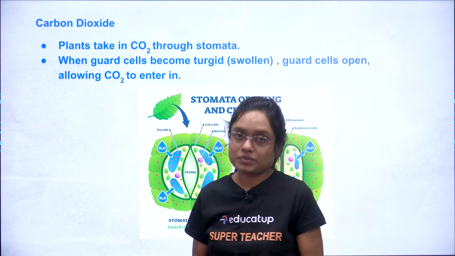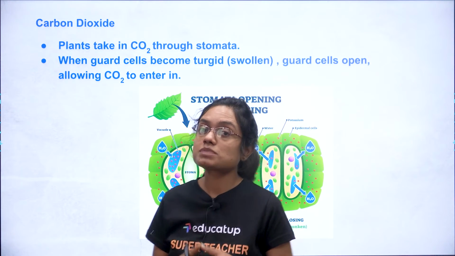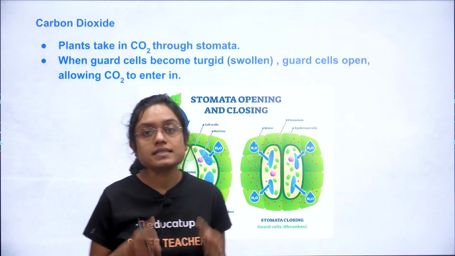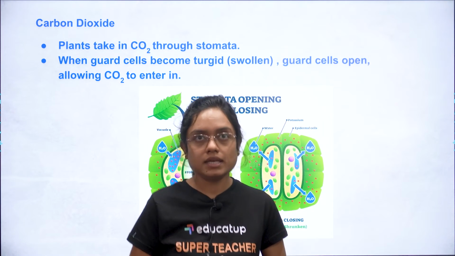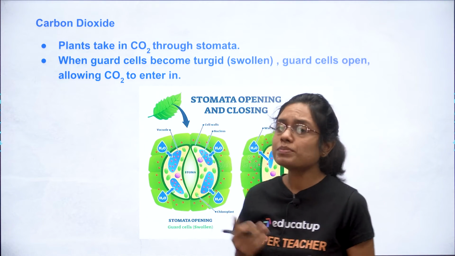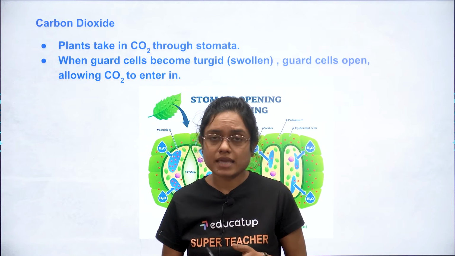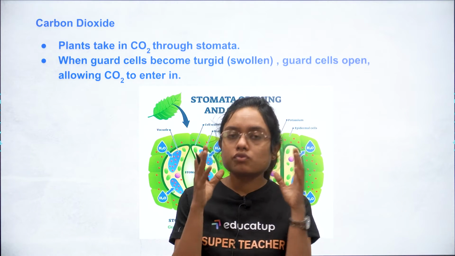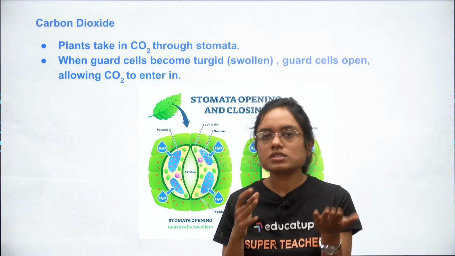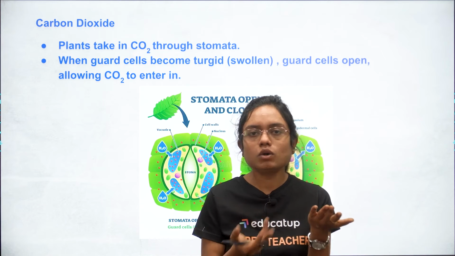Carbon dioxide. Now, carbon dioxide is something which is present in air and plants absorb carbon dioxide from the air. Now, how do plants take this carbon dioxide inside their body? So, through the leaves. When you see a leaf, you cannot see any openings on it.